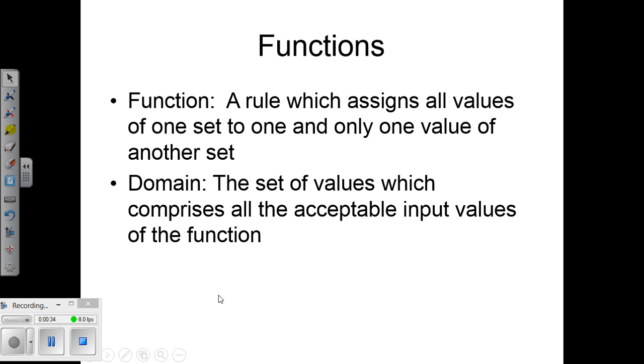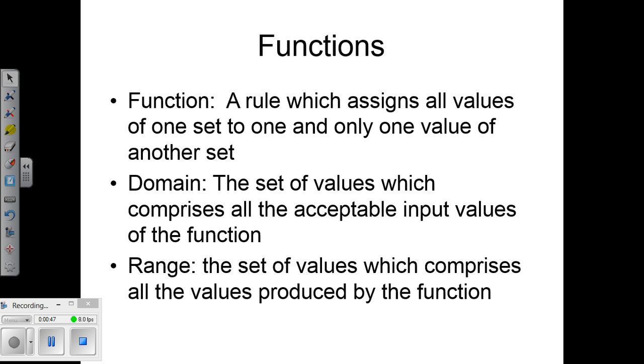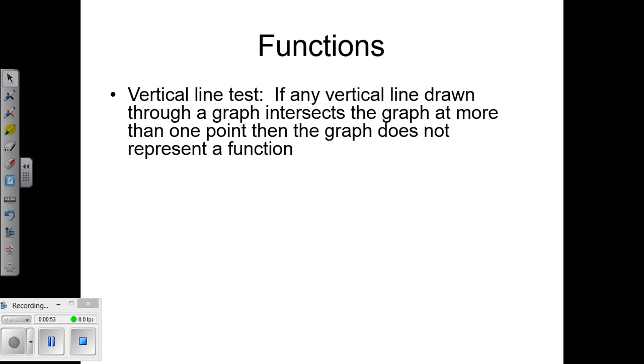examples. Domain is the input values, generally the x values, generally what we call the independent variable. The range is the output values, generally the y values, generally called the dependent variable, okay? Functions have a very simple test to see whether it's a function or not. It's called a vertical line test. Quite simply, if a vertical line intersects more than one point on a graph, that graph is not the graph of a function. Okay?